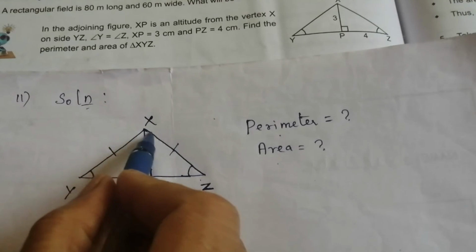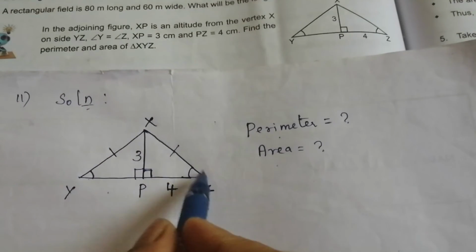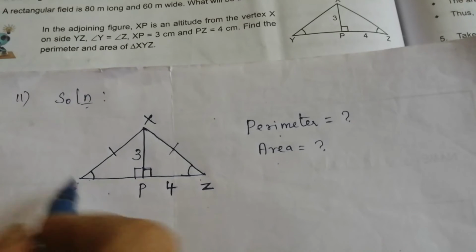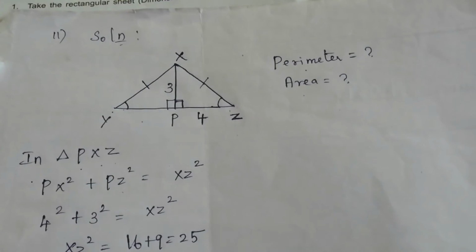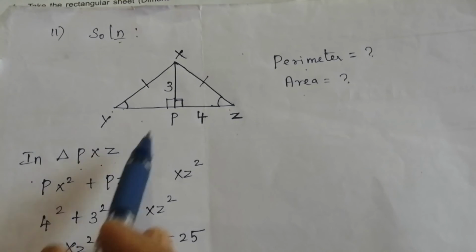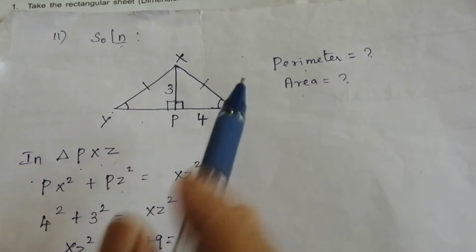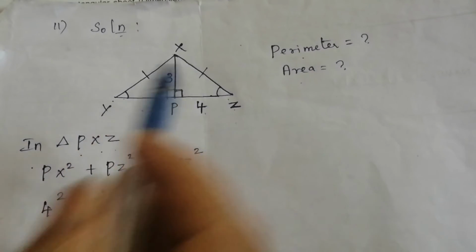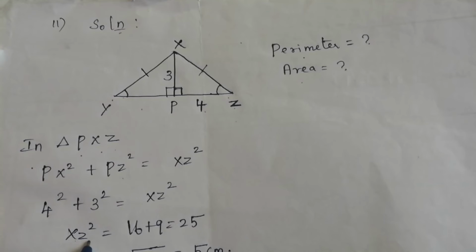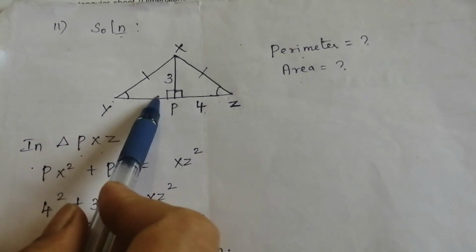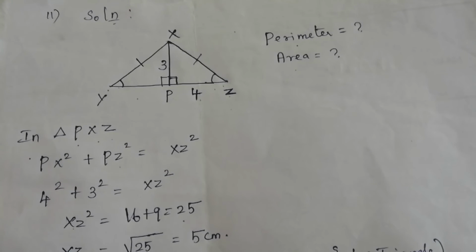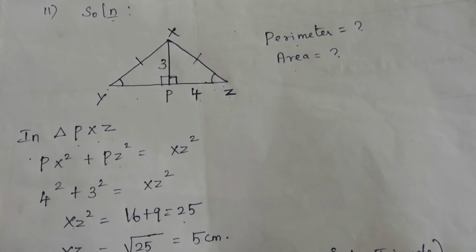So first we are going to find this value XZ. This is equal to XY. So in triangle PXZ, we have to apply the Pythagoras theorem. So PX square plus PZ square equal to XZ square. So 4 square plus 3 square equal to XZ square. XZ square equal to 25. Therefore XZ equal to root of 25 equal to 5 centimeter. XZ equal to XY because this is an isosceles triangle. So XZ equal to XY equal to 5 centimeter.